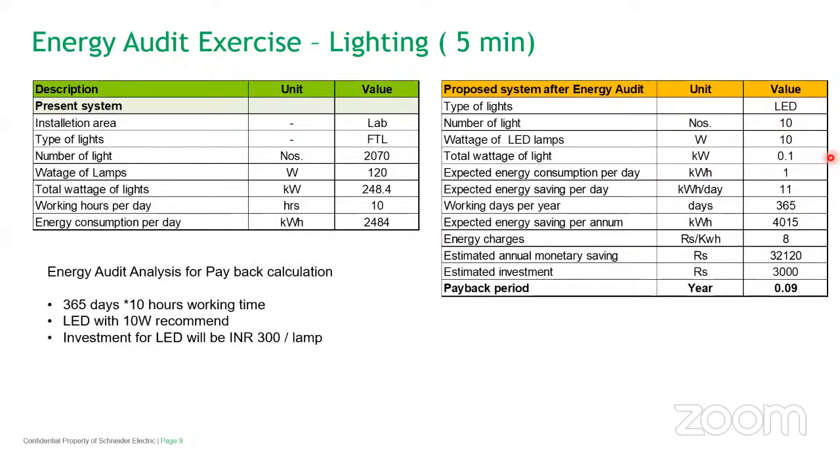That means with 10 high-efficiency LED lamps we are able to get the same lux level, and accordingly this recommendation happens. So like that we can do calculations, and that's how we calculate the payback period. Payback period is basically your investment divided by your monetary savings. In this case, monetary savings are very high and investment is slightly low. We should always calculate the energy savings annually, for a 1 year period.